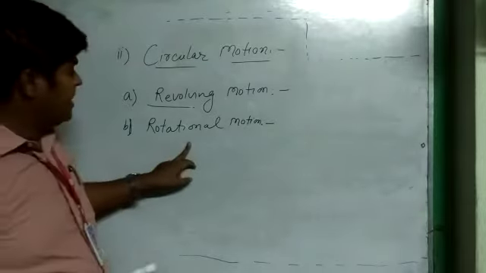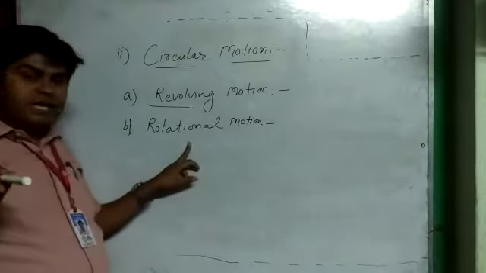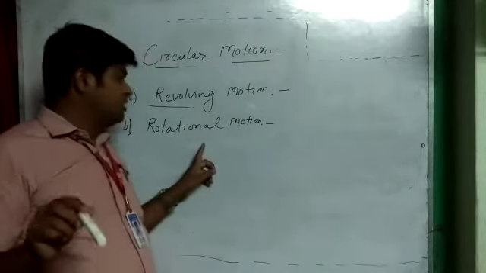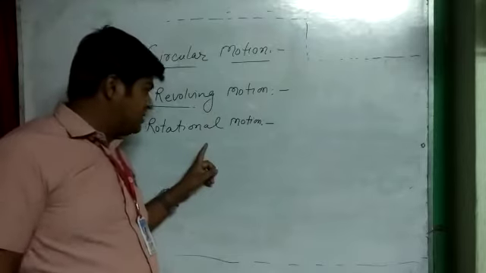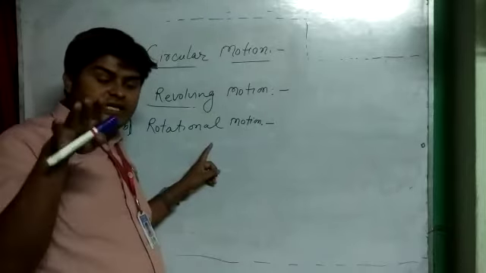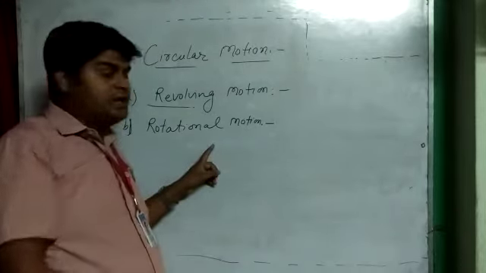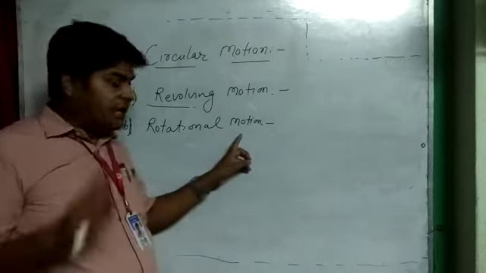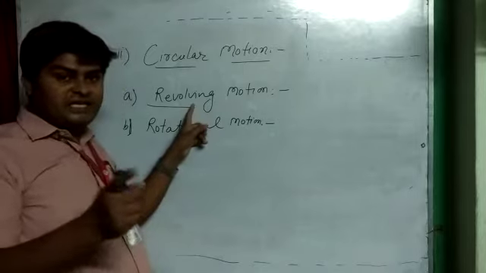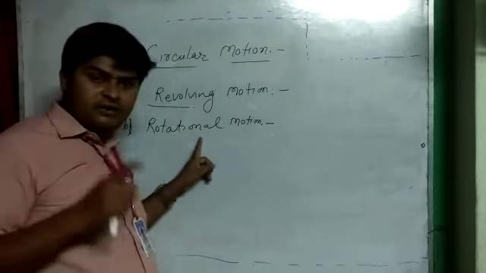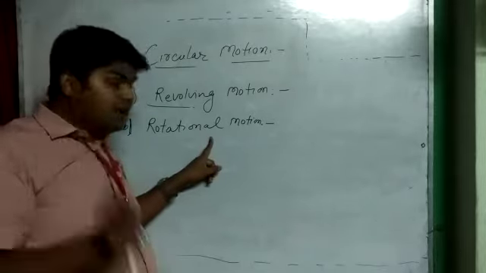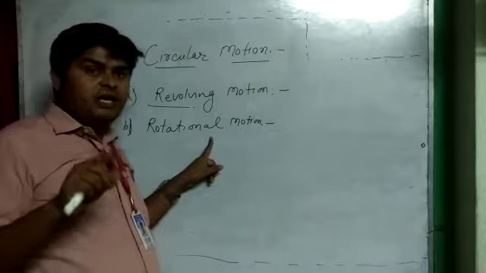Now second is rotational motion. The motion in which an object moves in a circular path, but does not change its position and stays constant at a fixed point, is known as rotational motion. That means the difference between rotational and revolving motion is that in revolving, the object changes its position continuously, whereas in rotational motion the object does not change its position but rotates from a fixed point in a circular path.